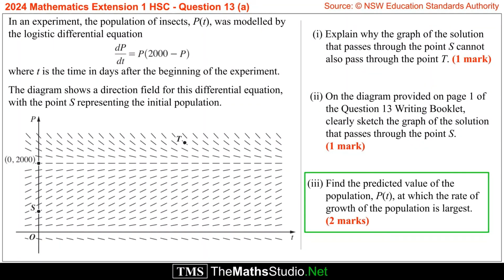Part 3. Find the predicted value of the population, P of t, at which the rate of growth of the population is largest.